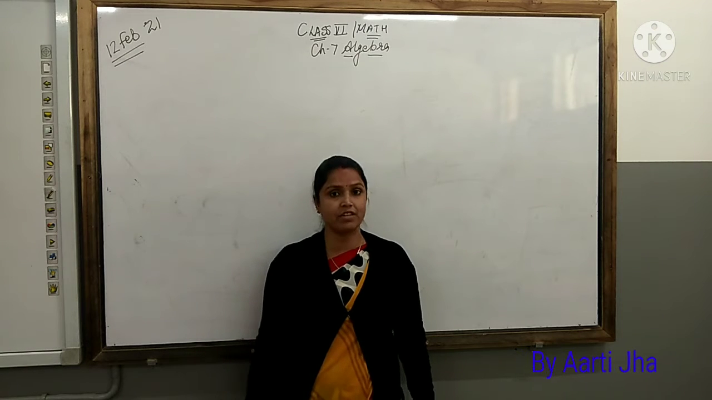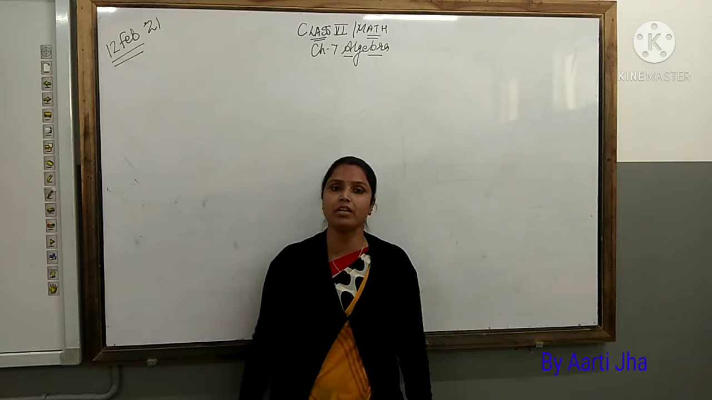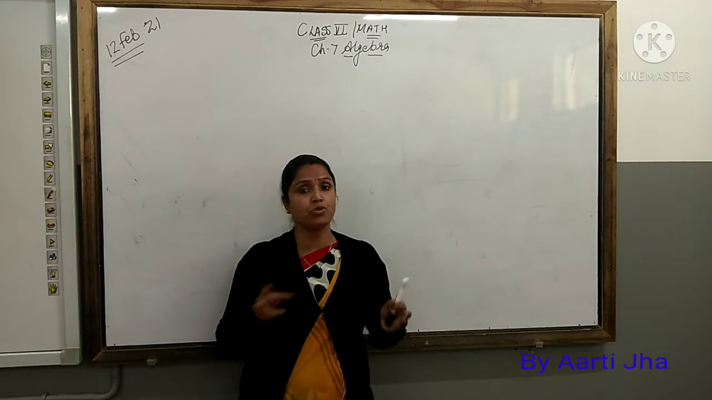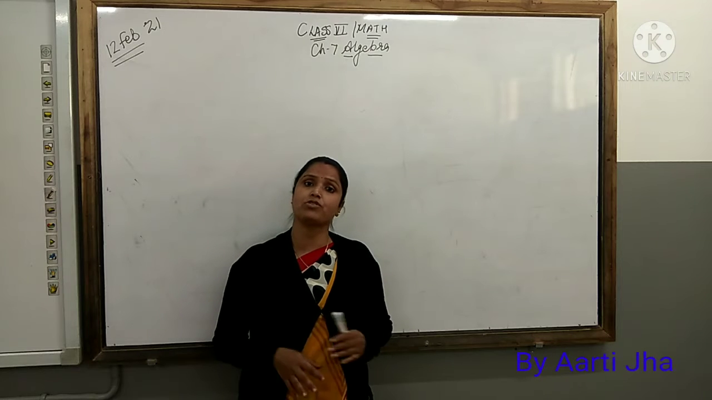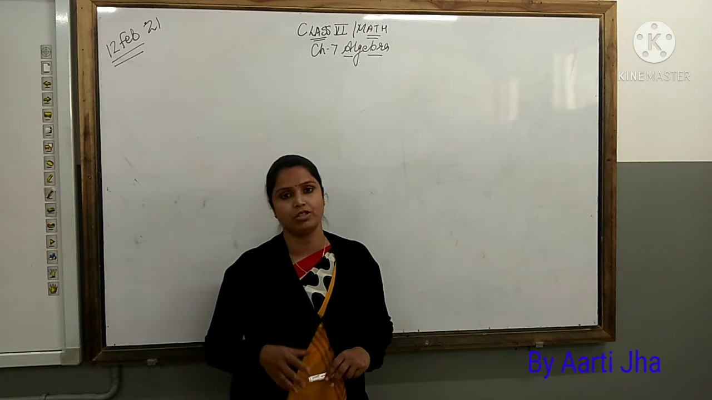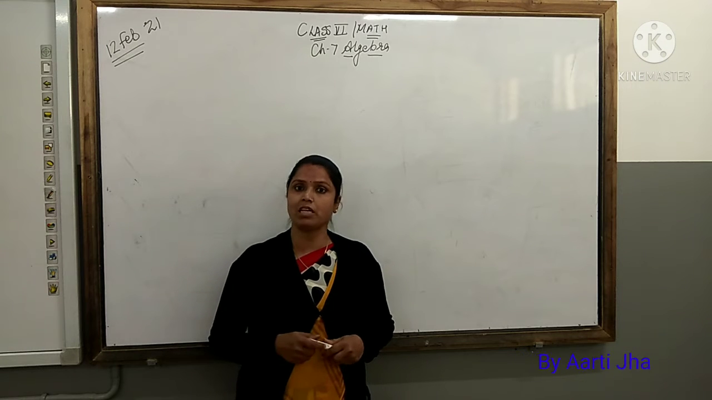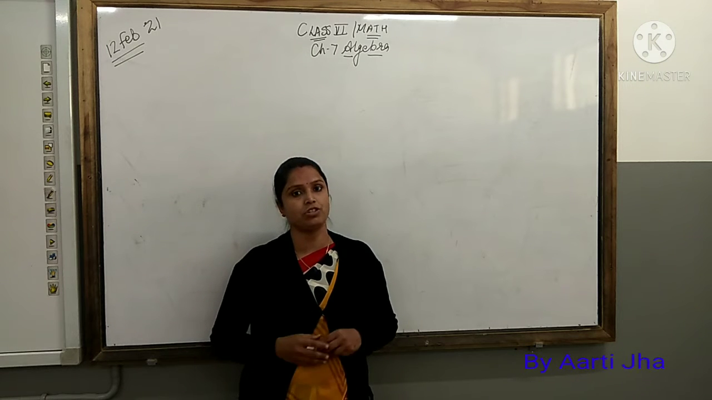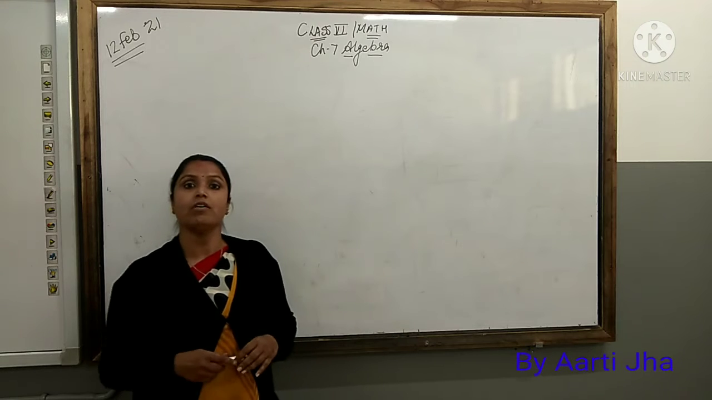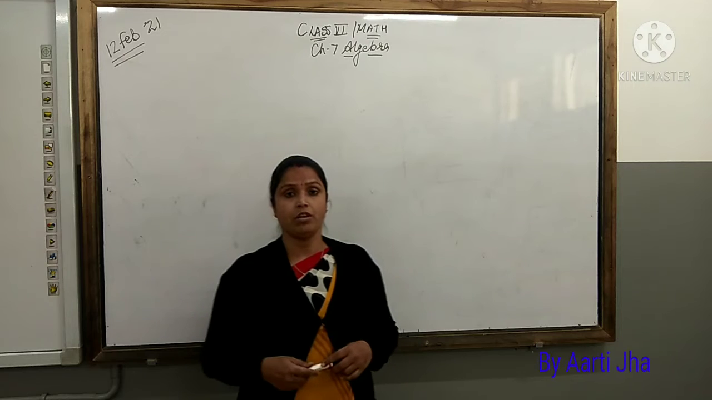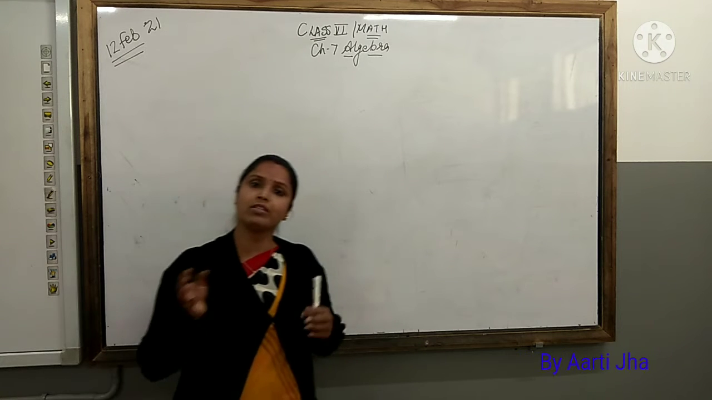One for exercise 7E and the other one is for 7F. Why am I doing it today only, children? Because these two exercises are based on the same topic, equations. In the first video, I explained how to solve the equation with transposition, where we found the values of variables. Now in this, we are going to do the same thing.